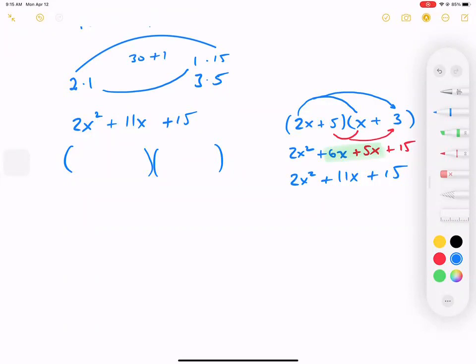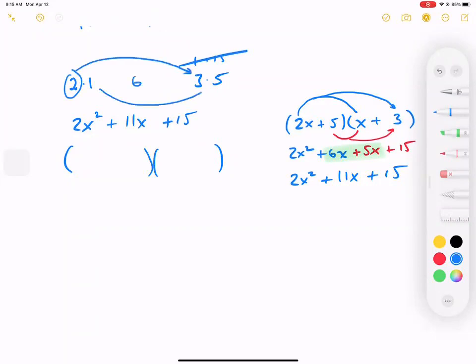Before you even wrote it down, you knew that that was way too big, right? 30, way too big. I need to try to get to 11, not 31. Okay, so we know those don't work. Fail. So then we try our next set. 2 times 3 is 6. 1 times 5 is 5. Are you guys okay with 6 and 5? Okay, do they add up to 11?